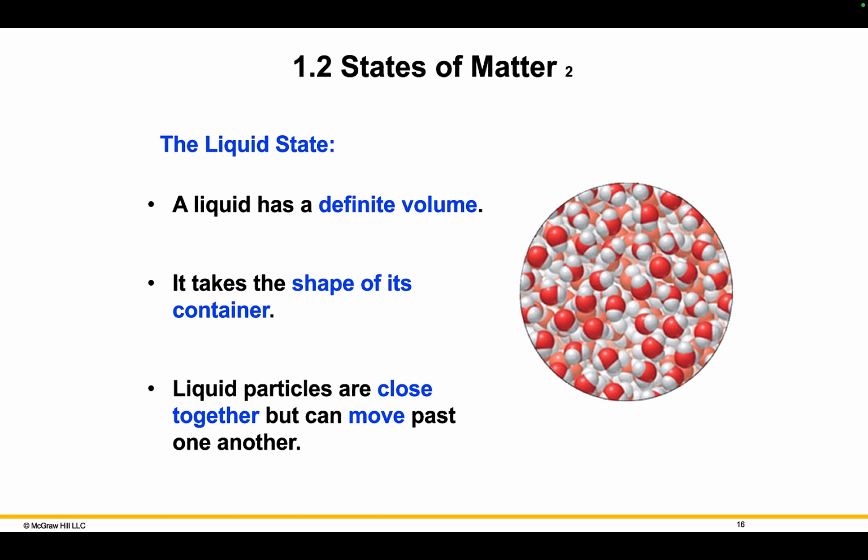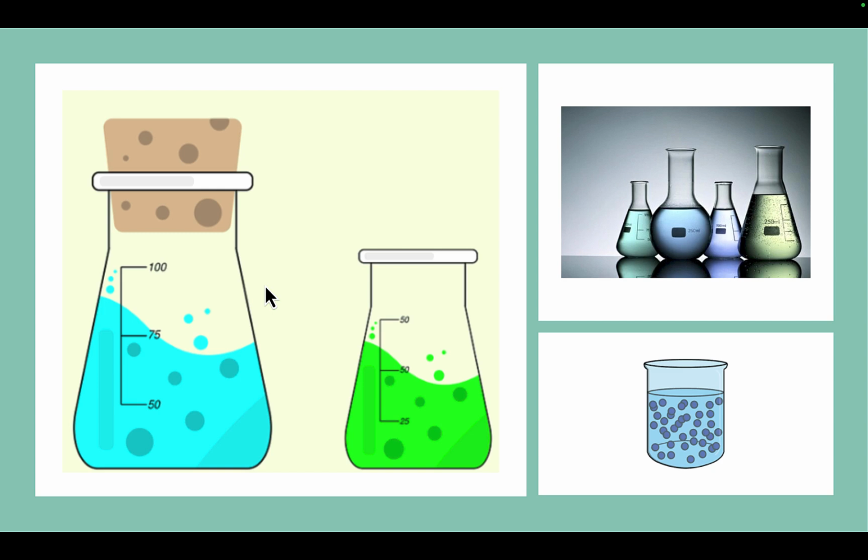Within a liquid, the particles are still close together, but at that point they can start to slide past one another. And so you get that flow and that movement within liquids. So these are just some examples of liquids. You can see, again, they're taking the shape of that container, but you can still define how much volume there is.